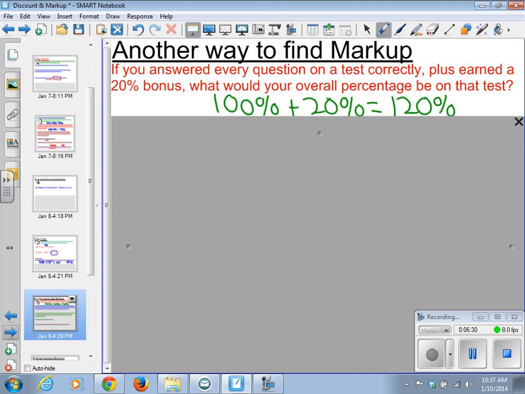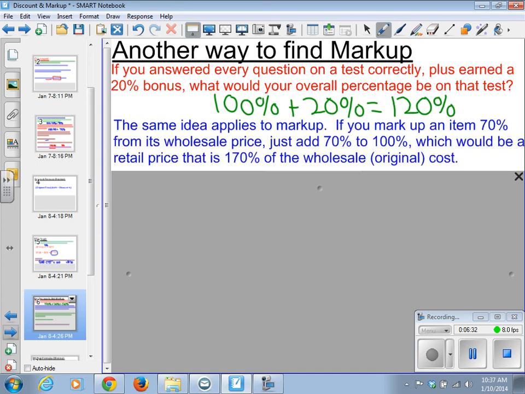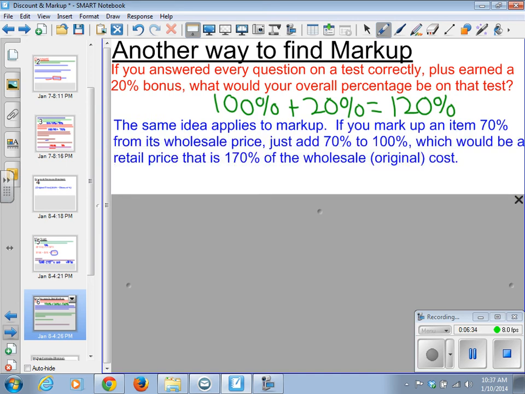Same applies here with markup. If we take an item that was marked up 70% from its wholesale price, we just add 70% to 100%, which would be a retail price that is 170% of the wholesale cost, which is the original.